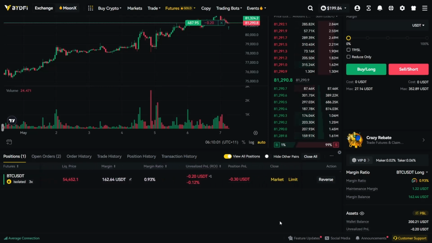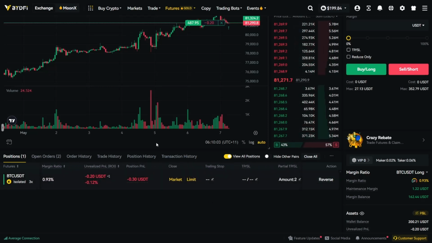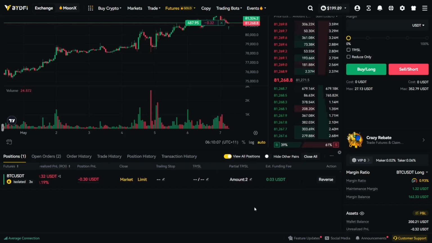And if we scroll to the right a bit, we can close our position with a market or a limit order. And we can also add on a trailing stop order, a take profit and stop loss, and a partial take profit and stop loss.